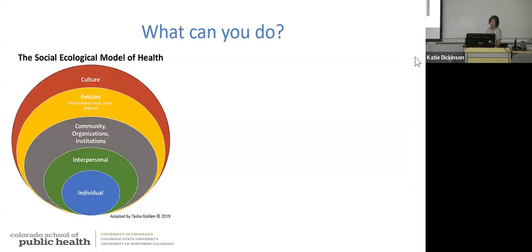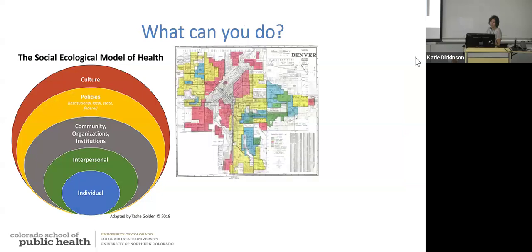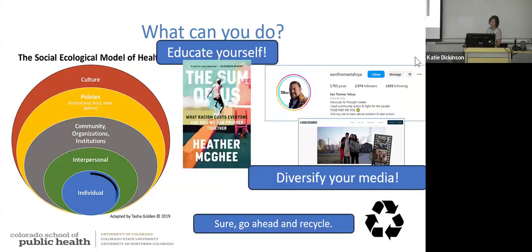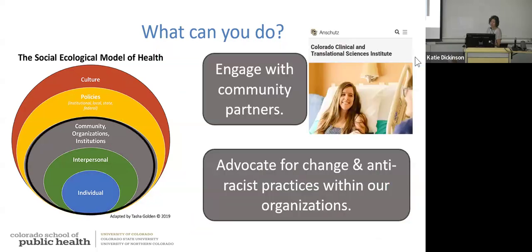So again, just highlighting that this isn't just one level, right? We'll often talk about the social ecological model, meaning that we need to have change at all of these different scales. So some things that you can do as individuals: educating yourself, diversifying the media that you listen to. Sure, go ahead and do those things like recycling, but don't feel like just because you've thrown the bottle in the right bin, you're all done, right? Keep going. At the community level, engaging with partners, listening to the stories and advocating for change in anti-racist practices within our various organizations, including here within the School of Public Health.